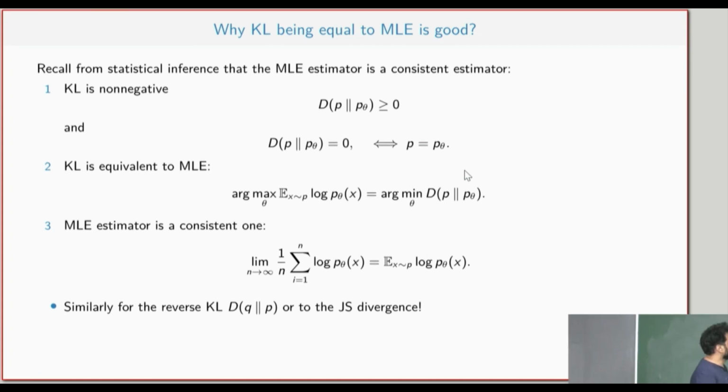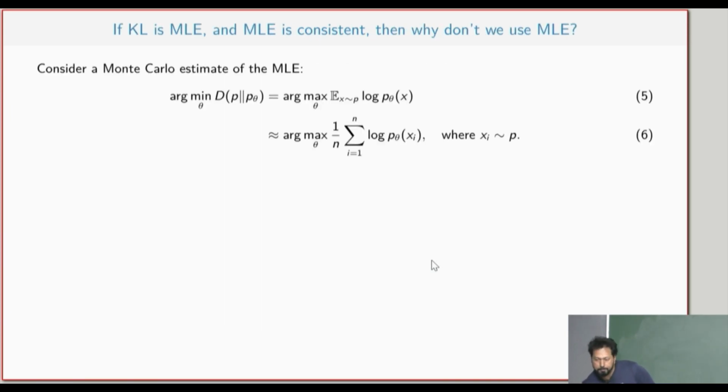We have seen this in statistical inference, that an estimator is a consistent one if the sample average, in this case the sample mean of the log likelihood here, goes to the true mean as n tends to infinity. That's how consistent estimators are defined, and the same thing we can do for the reverse KL. We have seen KL and reverse KL are not the same if you flip P and Q. So all this we have done.